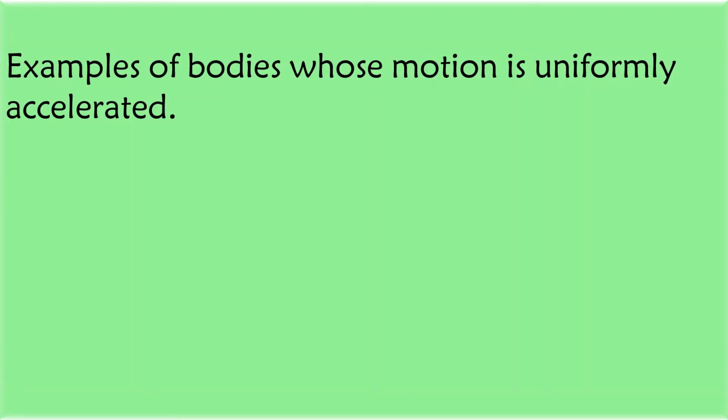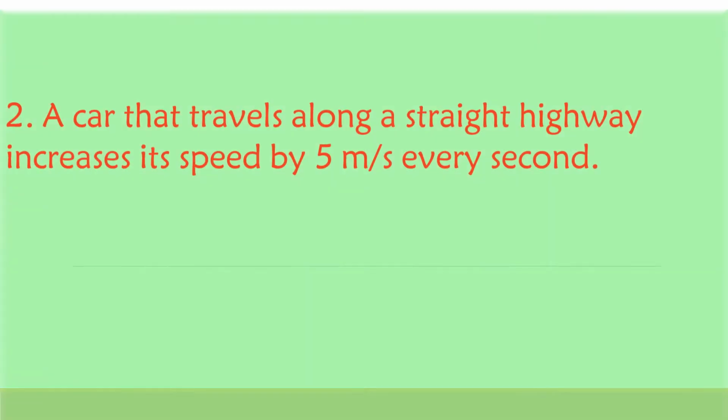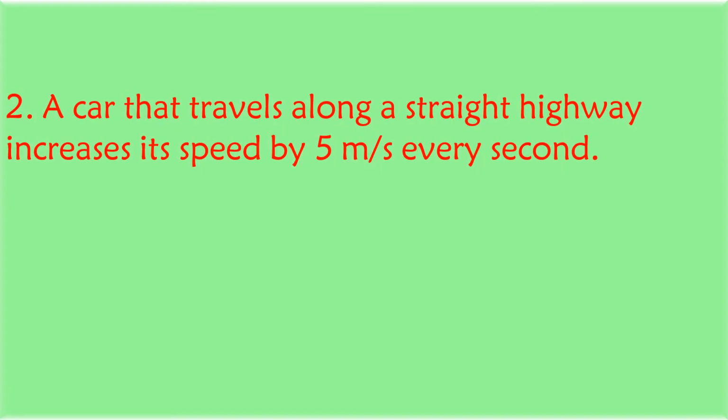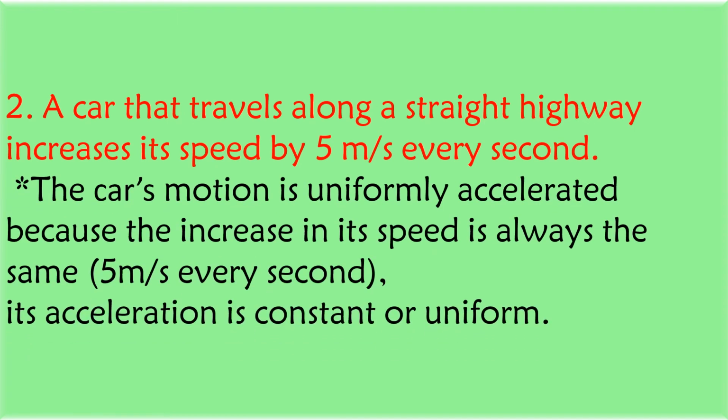Examples of bodies whose motion is uniformly accelerated. The first example is the freely falling body. This object falls at a constant acceleration of 9.8 meters per second squared. Another example is a car that travels along a straight highway and increases its speed by 5 meters per second every second. The car's motion is uniformly accelerated because the increase in its speed is always the same, which is 5 meters per second every second.